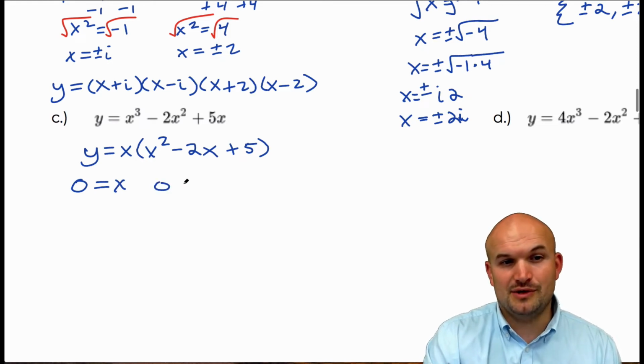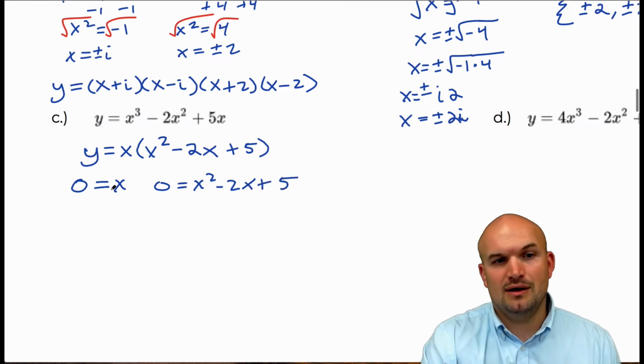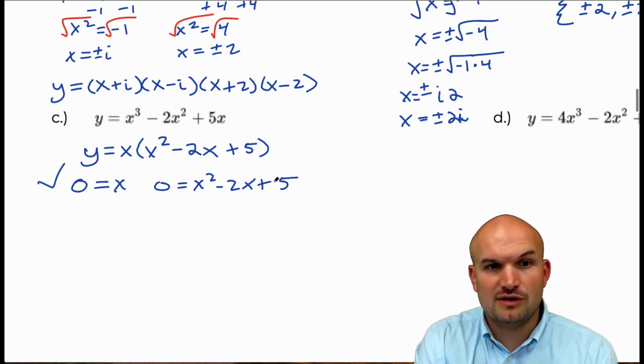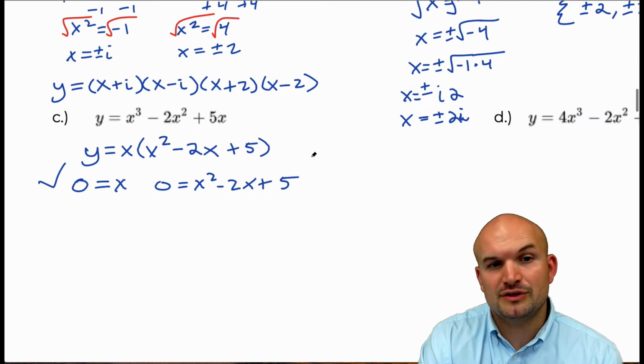So therefore, if I set this equal to 0, I can basically say, oh, x equals 0, and then 0 equals x squared minus 2x plus 5. Well, that's a 0. That's a real 0. Good, I got that. But how am I going to solve here? What do I need to do here? It's non-factorable, so therefore I have to go back and use my lovely quadratic formula.